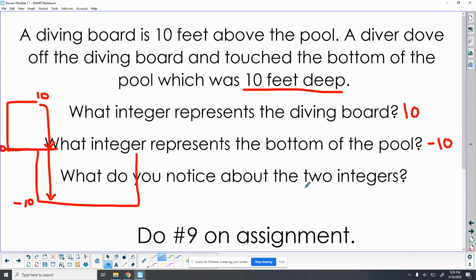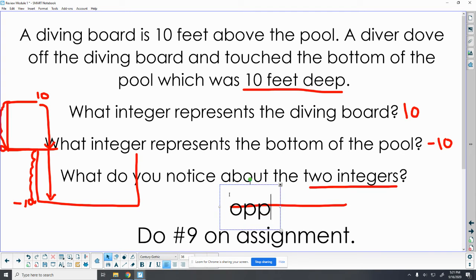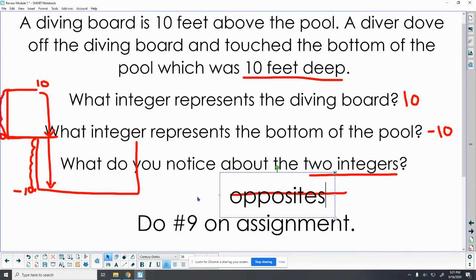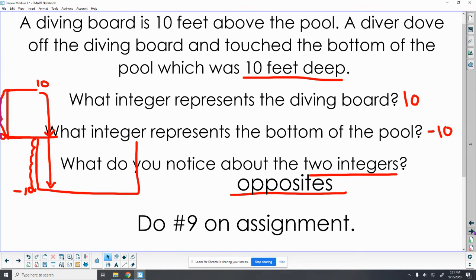What do I notice about the 2 integers, 10 and -10? Well, I notice that they are the same distance from 0. They each take 10 units to get there, and they're on opposite sides. So I noticed that 10 and -10 are opposites. Okay, pause the video and do number 9 on your assignment.